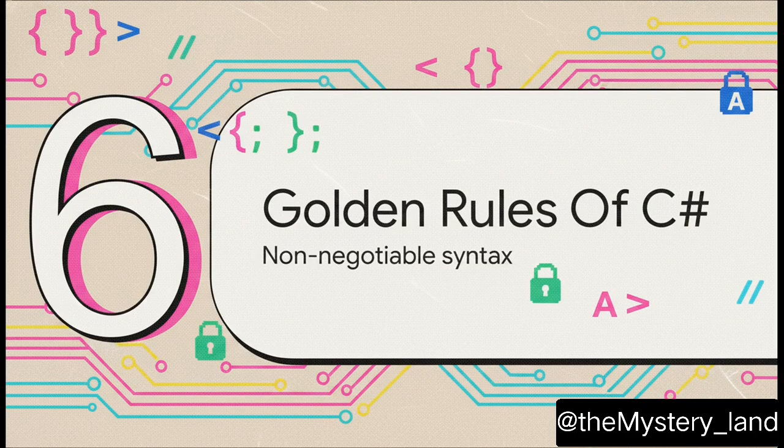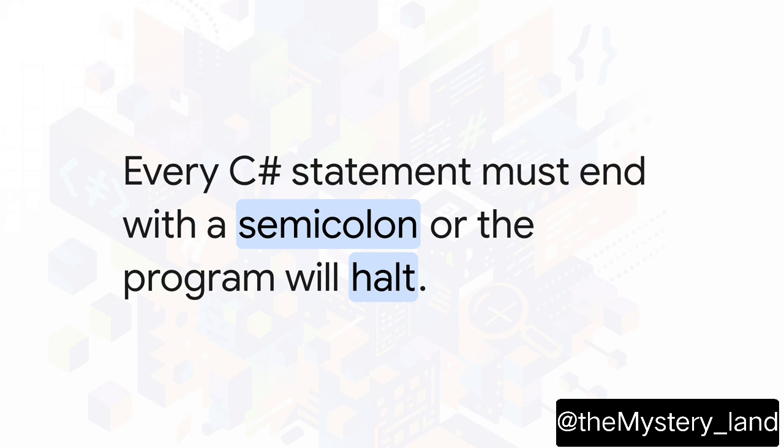Let's wrap things up with Section 6, the golden rules of C#. We have successfully dissected our program from top to bottom. But before we close out, let's do a rapid-fire hacker-style wrap-up of the non-negotiable syntax rules we just uncovered. First up, drill this image into your mind right now. Every single C# statement must end with a semicolon. It's literally the period at the end of a sentence. If you forget it, the machine will completely halt your program and throw an error right in your face.